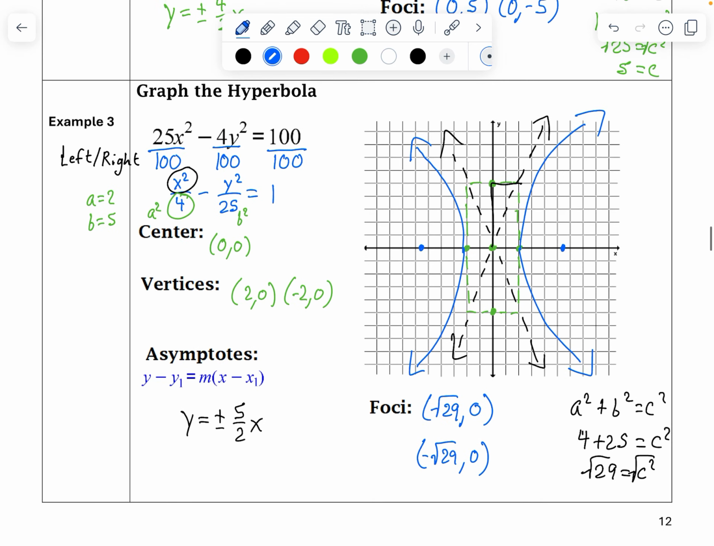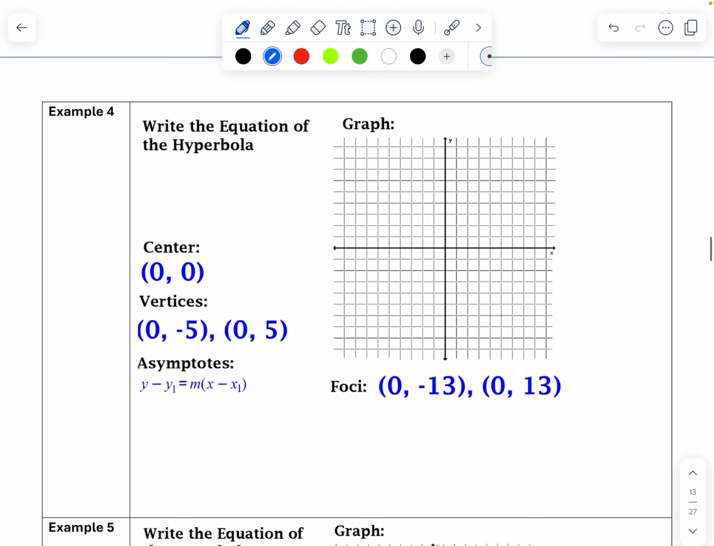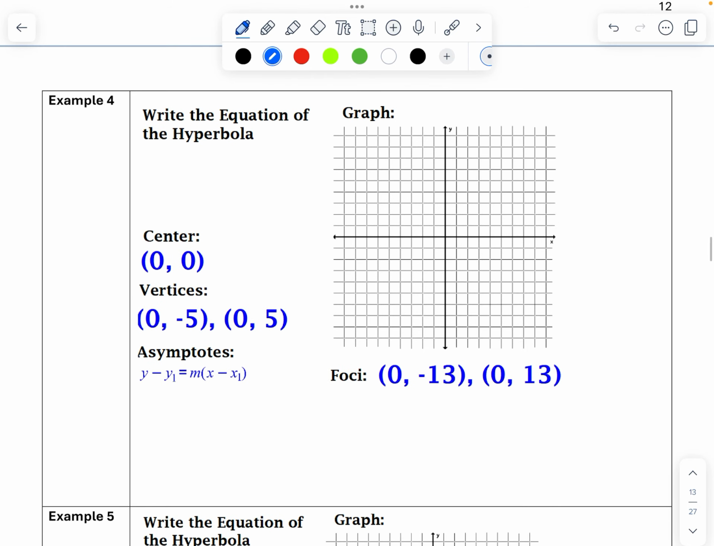Now we're ready to try one of the reverse problems where we're going to write the equation rather than graph it, which we have a graph here to help us out. So they told us that the center is at (0, 0), and then they told us our vertices are at (0, 5), 1, 2, 3, 4, 5, that goes up, and 1, 2, 3, 4, 5, that goes down. Whichever direction your vertices go is going to tell you the direction that it opens. So this one would go up and down, and if you remember, the up and down equation starts with y squared. So y squared over a squared minus x squared over b squared equals 1. So this is what we're trying to fill in.